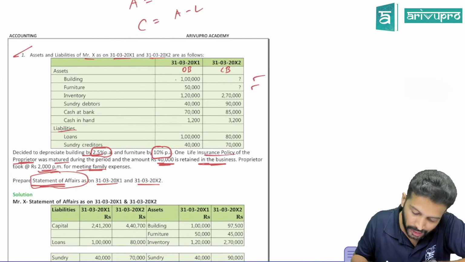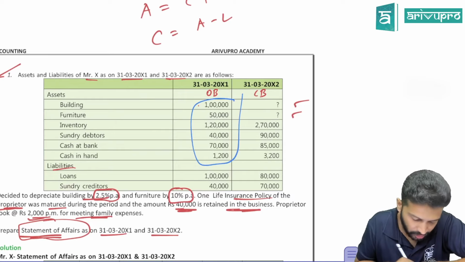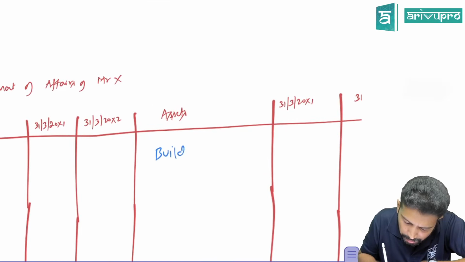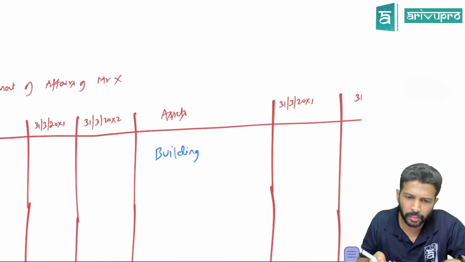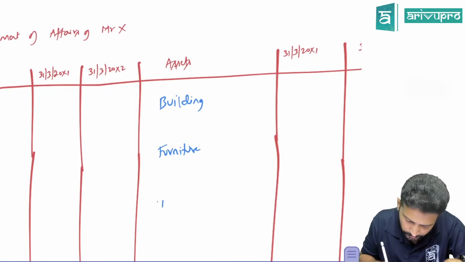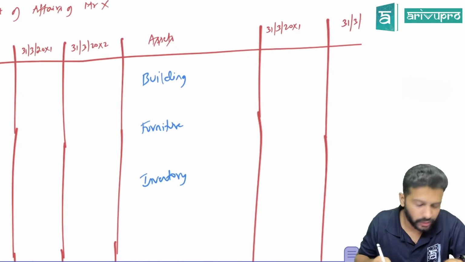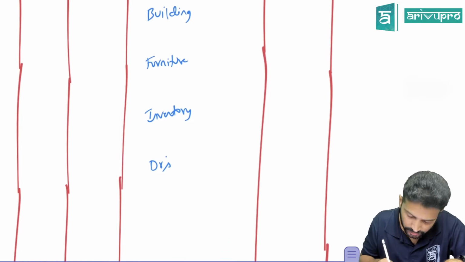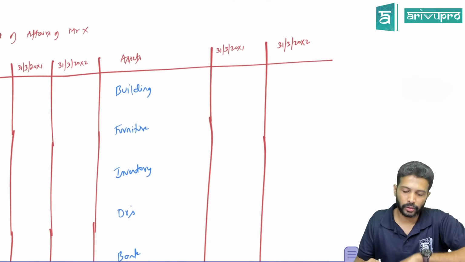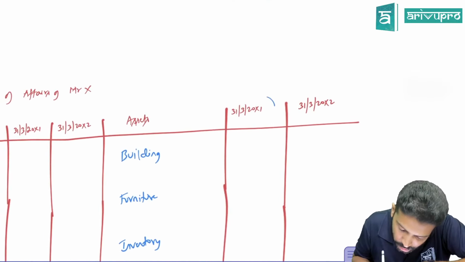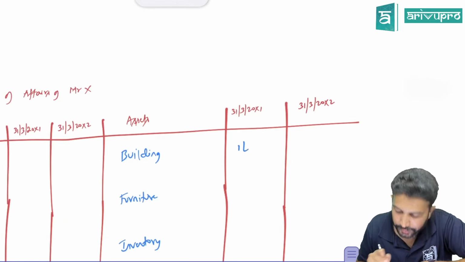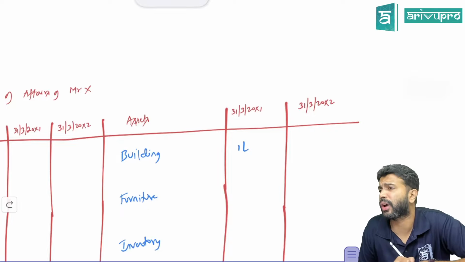Check the first. We'll fill up the asset side components. I'll just write the headings one by one. Building, and then furniture, and then inventory, and then debtors, and then cash at the bank, and then we have cash in hand. Can I fill out the values one by one now? 31st March 20x1 value, do you know? Yes. Building value is how much? 1 lakh.